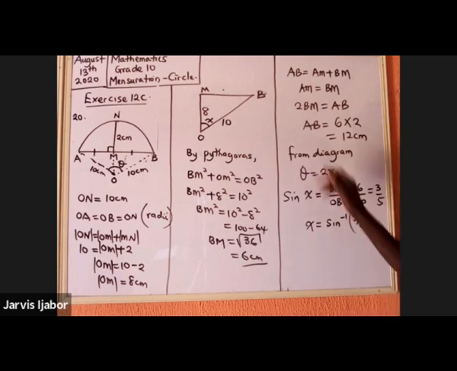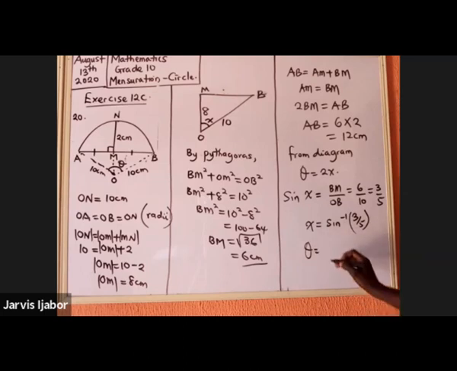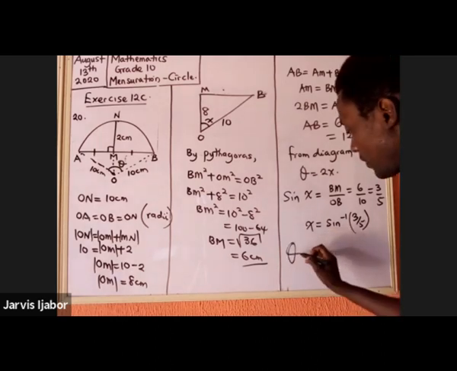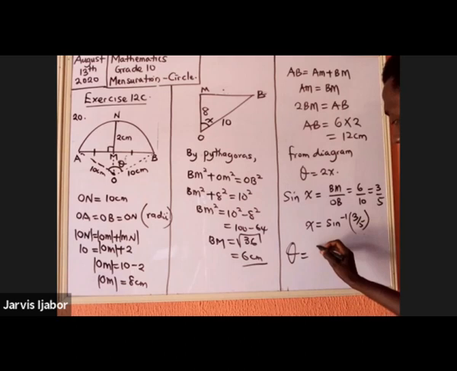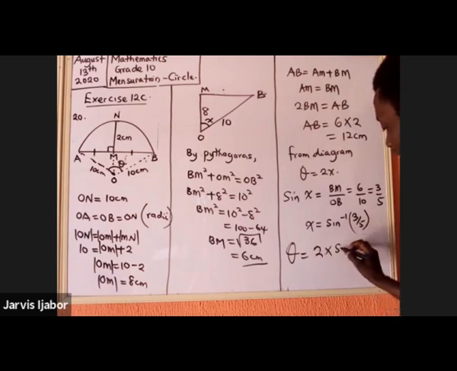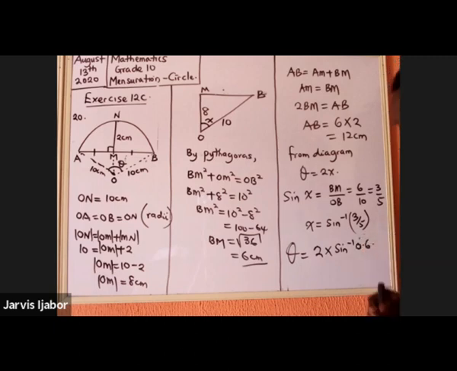So what will theta be? Theta will now be equal to 2x, which is 2 times sine inverse 0.6. Remember that. Maybe I should write that well out. Remember that theta is equal to 2 times sine inverse 0.6. So what is sine inverse 0.6? We need to use our 4-figure table.